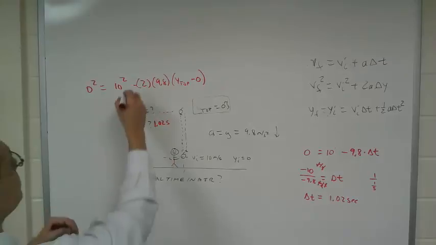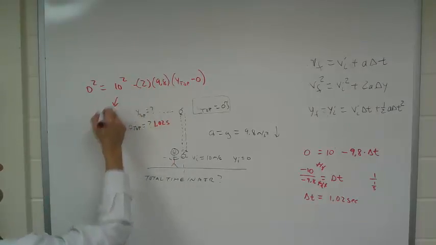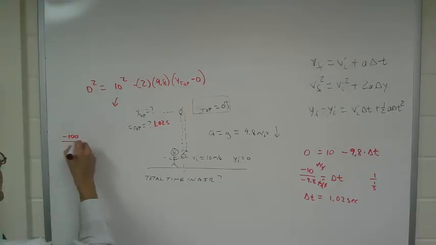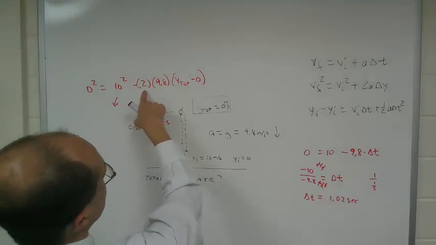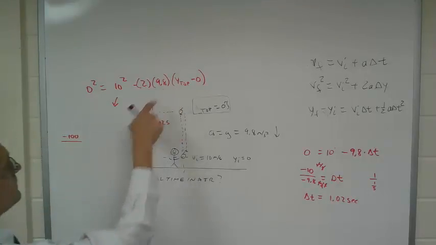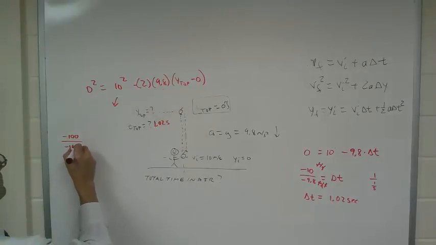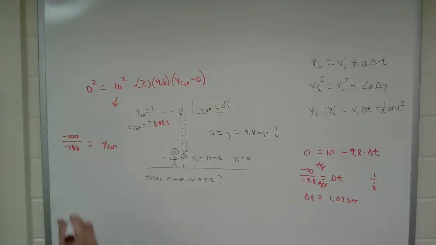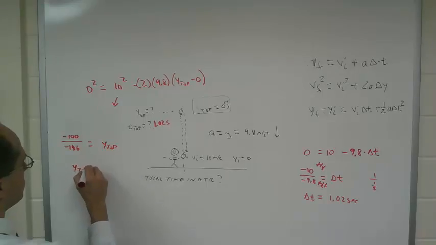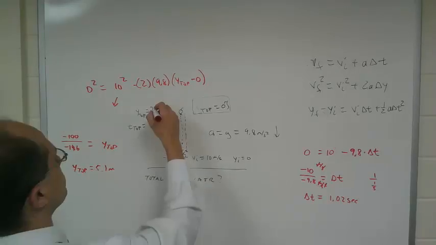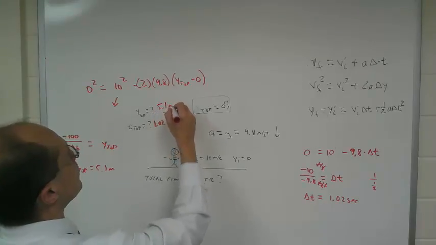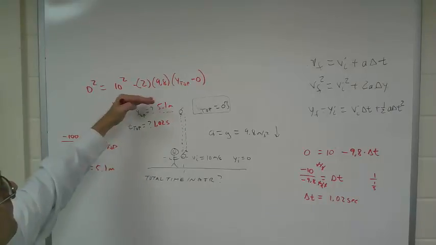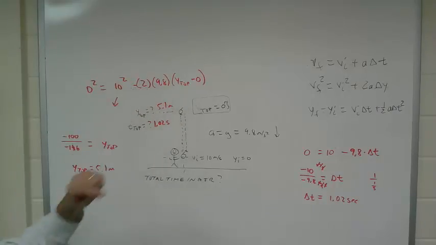So what do we have when we solve this? This is 100, and we're going to move that 100 over here, so it's negative 100. And then we're going to divide by 2 times 9.8, which is negative 19.6. And then that's going to equal y at the top. And we get that y at the top is 5.1 meters. When we throw this, it's going to go up about 15 feet, just so you have an approximation. We go up, it reaches the top at 5.1 meters.